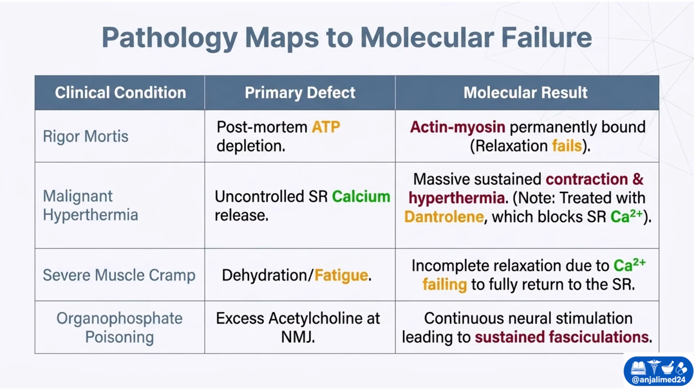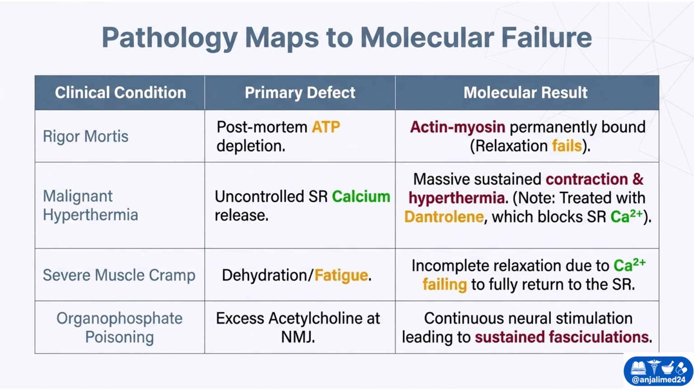Now let us examine severe muscle cramps. Here, the major issue is usually fatigue, dehydration, electrolyte imbalance, or temporary ATP depletion. In these situations, calcium is not fully pumped back into the sarcoplasmic reticulum. As a result, partial contraction continues even when the muscle should relax. This creates painful, involuntary tightening of the muscle. Unlike rigor mortis, the process is reversible once the ATP, electrolytes, and hydration are restored.